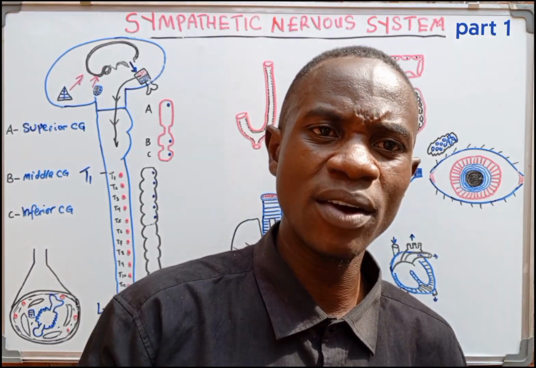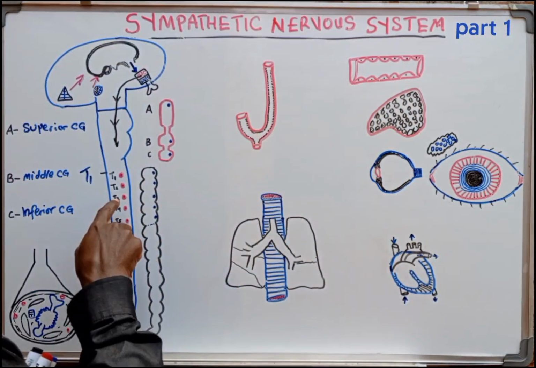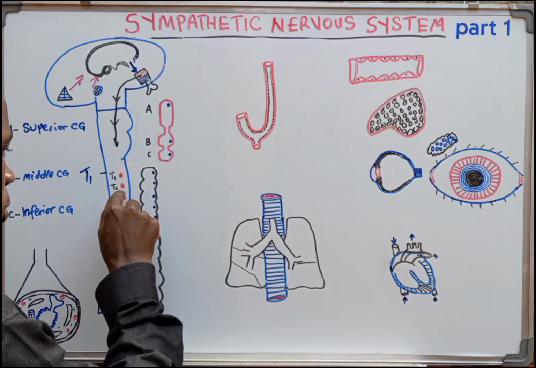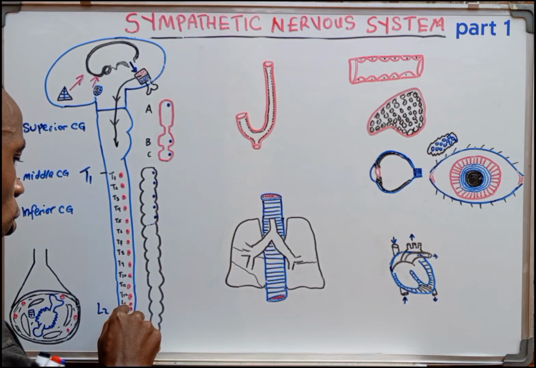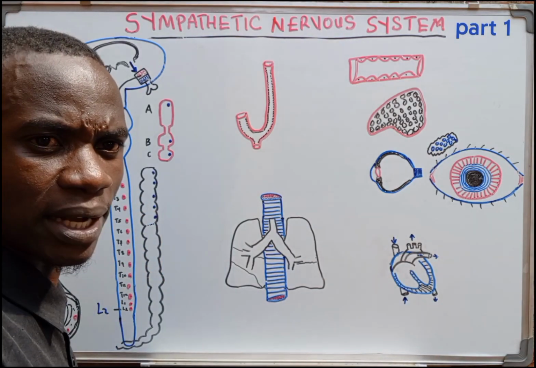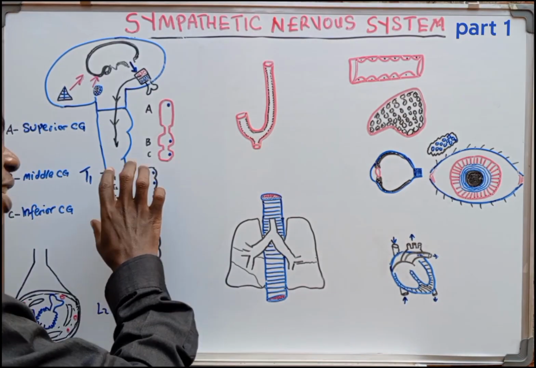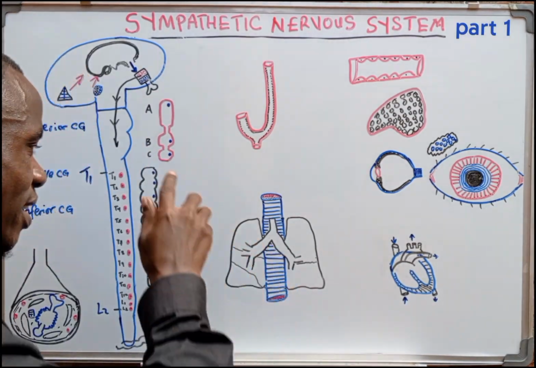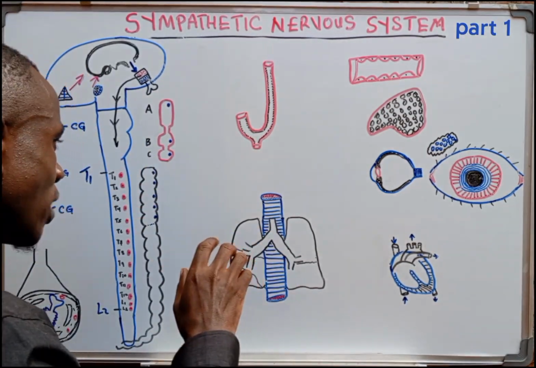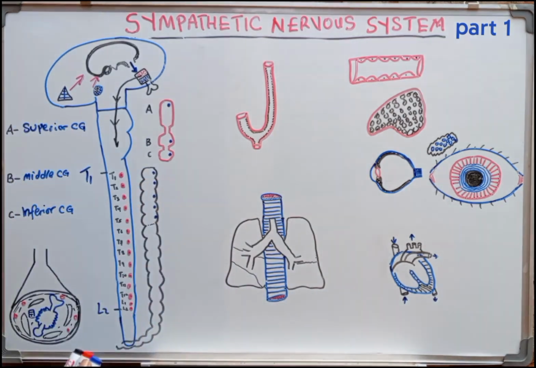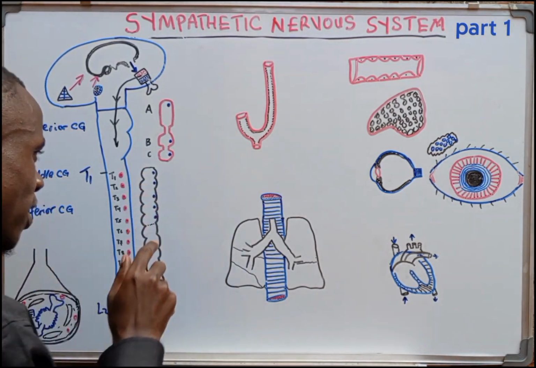Okay, so now let's see how they're going to be activated. So now, these are the cell bodies which are located on the lateral horns of what we call the gray matter. Okay, we said that they're located on the lateral horns. Okay, and then it comes out through what we call the ventral root, and then it moves through this ganglia. Okay, we said these are called the sympathetic chain ganglia.